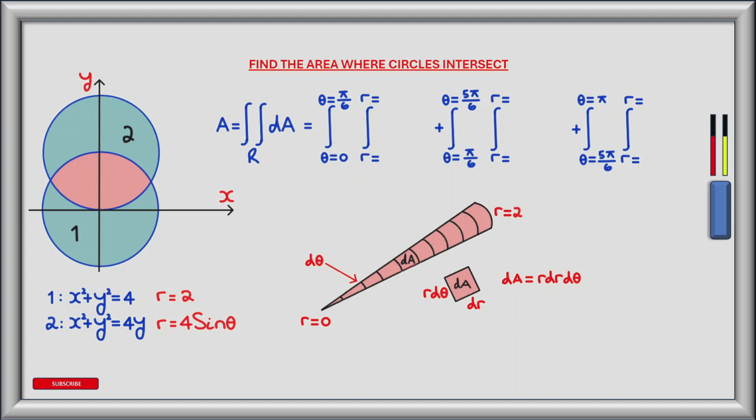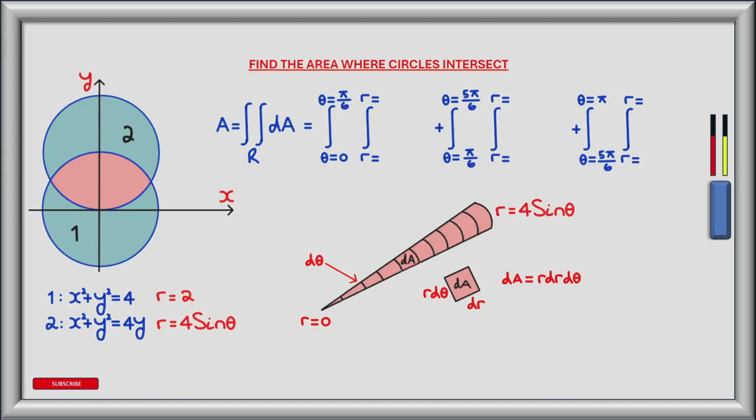In the second sector of area, when we sum or integrate along the radial distance r, we begin at the origin and travel along the perimeter of circle 1 until circle 1 intersects with circle 2 again. So we begin at r equals 0 and end at r equals 2.